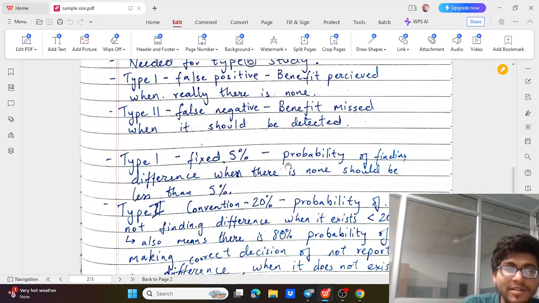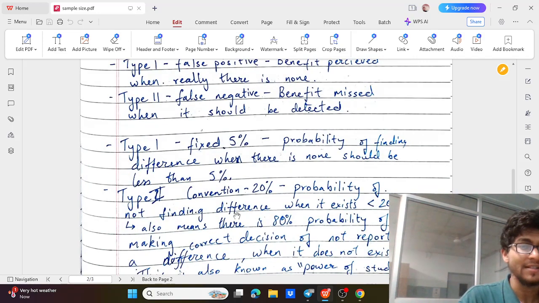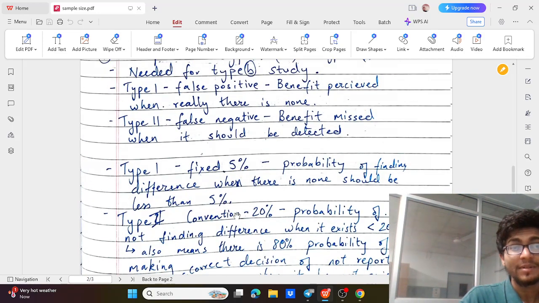ठीक है, मतलब 5% चांस मिस होने का, मतलब 5% चांस अगर हमको बेनिफिट मिल रहा है जो नहीं है, तब तक ठीक है, उससे ज़्यादा नहीं होना चाहिए, 5% से ज़्यादा नहीं होना चाहिए. Probability of finding difference when there is none should be less than 5%. ठीक है, 5% से ज़्यादा नहीं होना चाहिए कि फ़ायदा पता चल रहा है जब नहीं है.